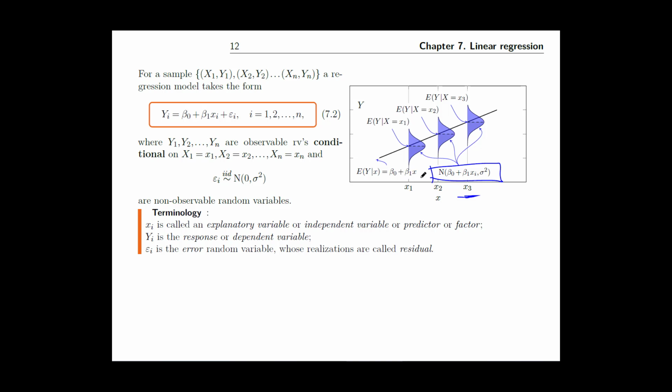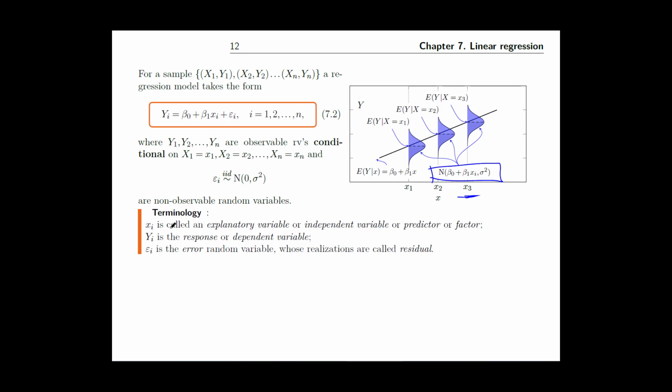So equation 7.2 is expressing the sample points xi and yi. So i is the index of the sample point, and n is the sample size. All right, so we said all this.